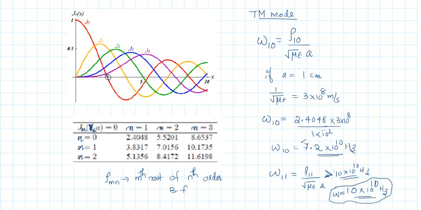Substitute values. Rho 10 is 2.4048. 3 into 10 raised to 8 divided by 1 centimeter. You will get 7.2 into 10 to the power 10 hertz.